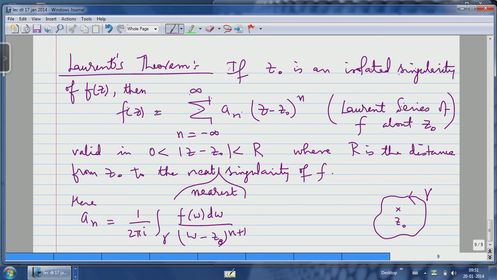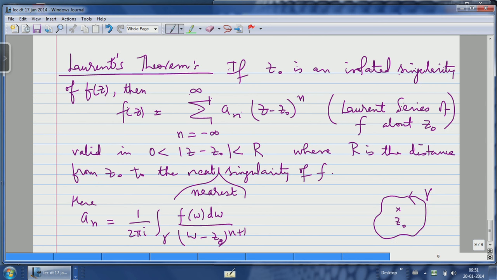So in particular, if you want to make calculations, you can take this gamma to be a small circle centered at z naught, with sufficiently small radius. Really the shape of gamma doesn't matter. It's only the fact that gamma should be a simple closed curve. Simple means that it doesn't cross itself, and it goes around exactly once around z naught. And this is Laurent's theorem.